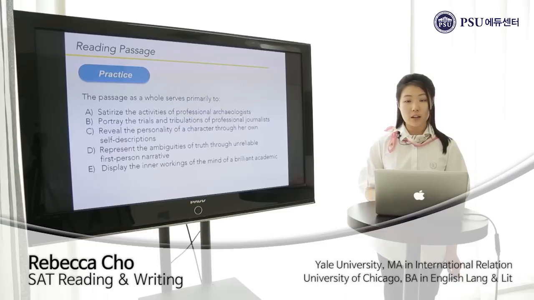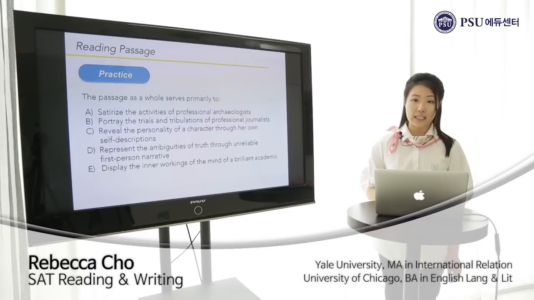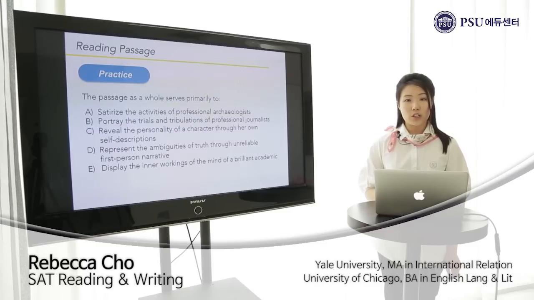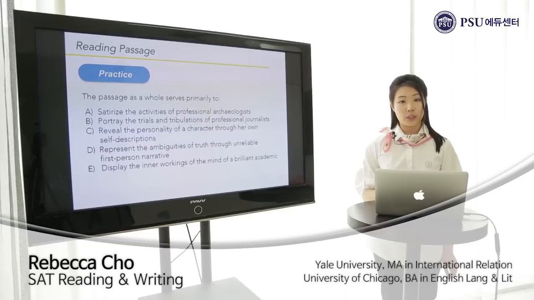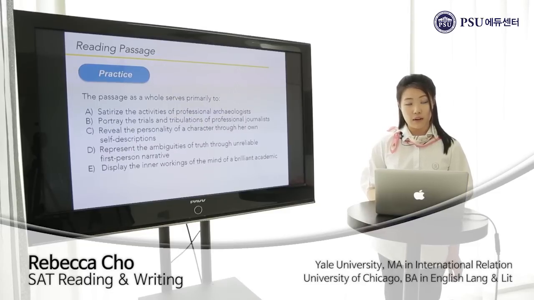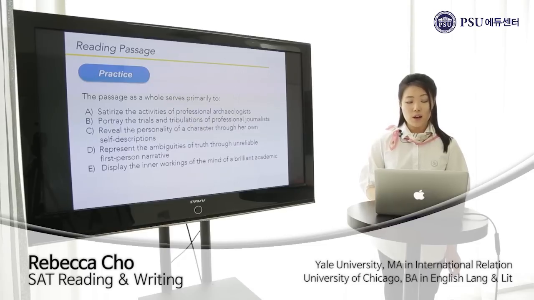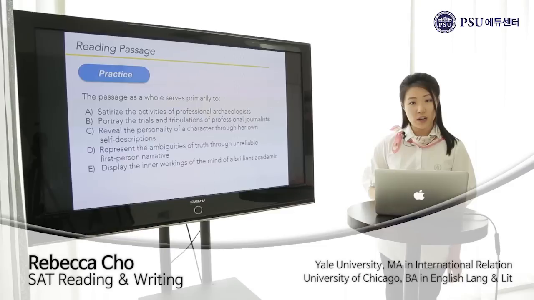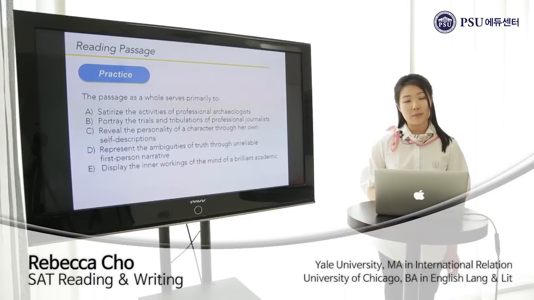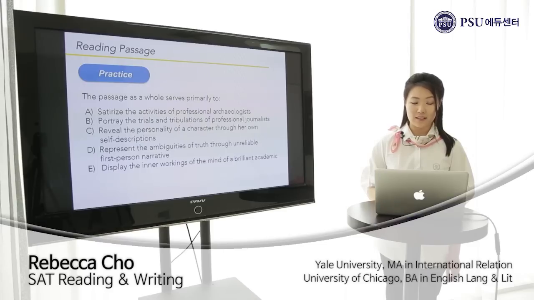E, display the inner workings of the mind of a brilliant academic. As I mentioned before, she does not portray herself as a brilliant academic, nor do those around her see her as such. Rather, she sees herself as a very hands-on person, a person who doesn't write so much for academic journals, but tries to do what she's passionate about, and that's the sense in which that's the tone of this passage.